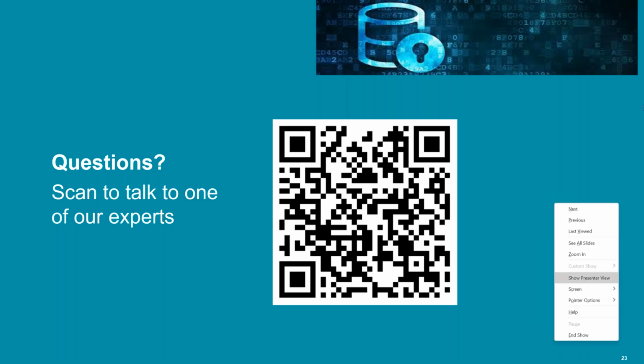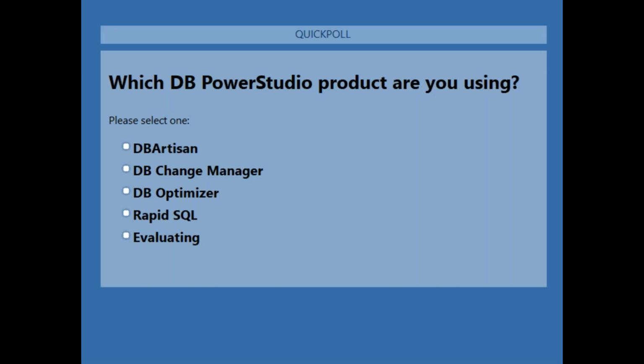So let's go to one of the first ones, which would be, which DB Power Studio product are you using? So let me launch that poll. All right, so as you see, it's DB Artisan, DB Change Manager, DB Optimizer, Rapid SQL, or if you are in the process of evaluating. So we'll keep that poll up for about another minute, see if we get a few answers from there.